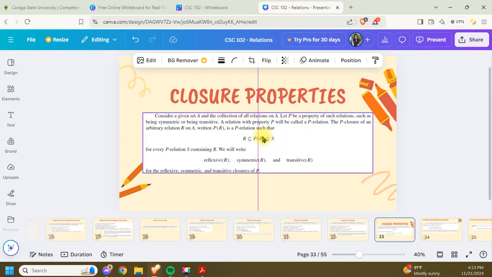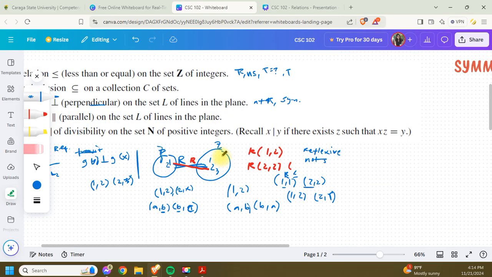But anyways, let P be the property of relations such as being symmetric, transitive, or reflexive. Then we can say that the P closure of an arbitrary relation R on A, written PR, is a P relation such that... So technically, this P of R here, say for example, on the board here.